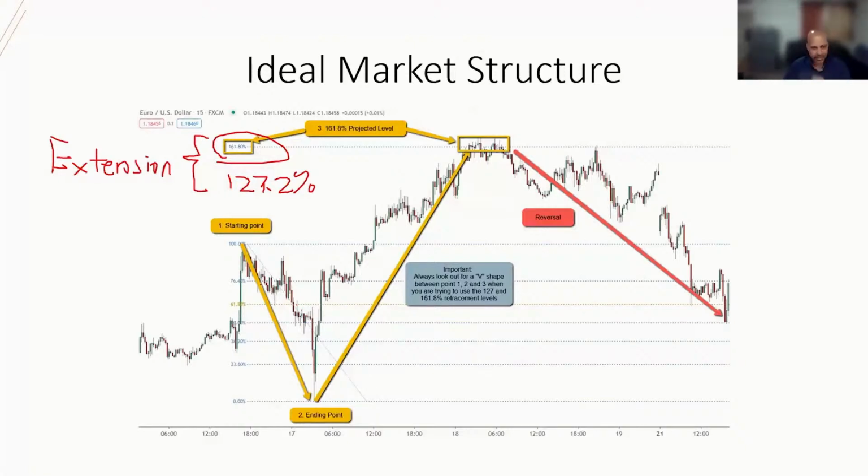All right, so in this example here, we see price from this starting point, point 1, making the swing high here, and then point 2 has made the swing low here. So how we can use the extension levels is we can use these extension levels to help us identify potential take profit zones.